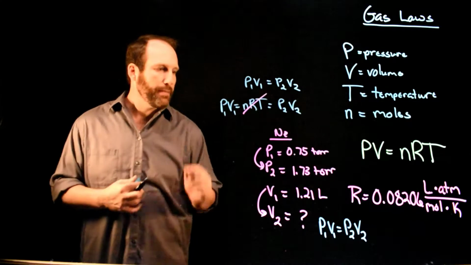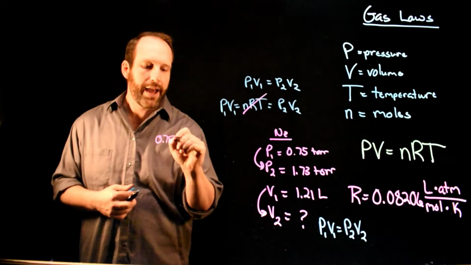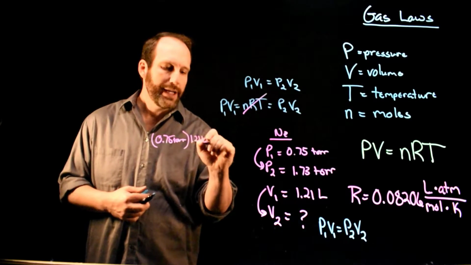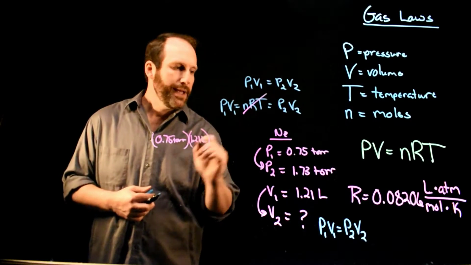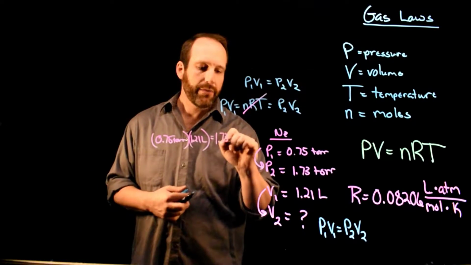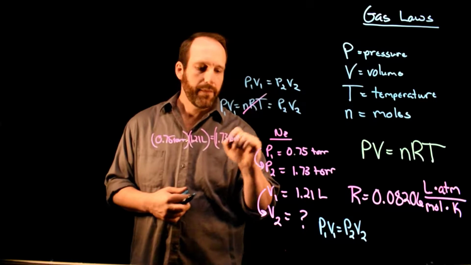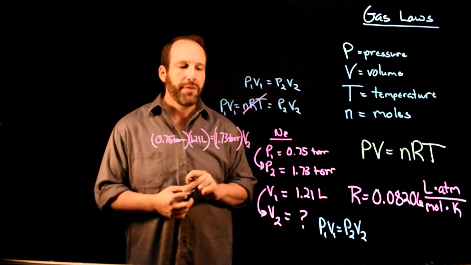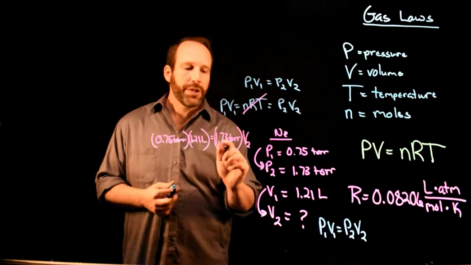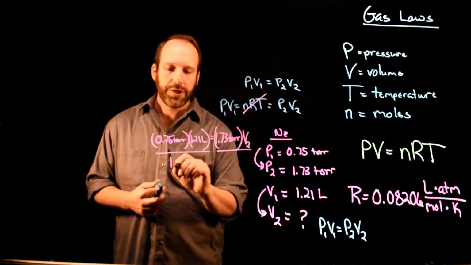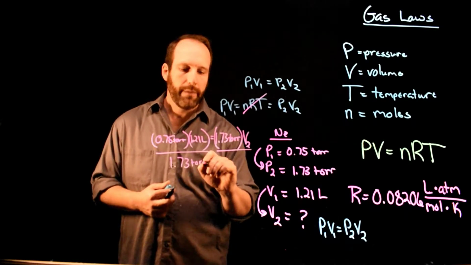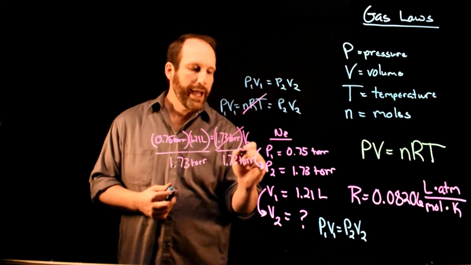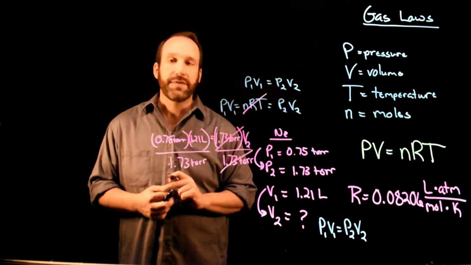So we can say in our problem that 0.75 torr times 1.21 liters is equal to 1.73 torr times V2, right? V2 is what we're solving for, so we want to isolate that variable. We can do that by dividing both sides of this equation by 1.73 torr. Okay? This whole thing will cancel with this, and all that's left here is V2.